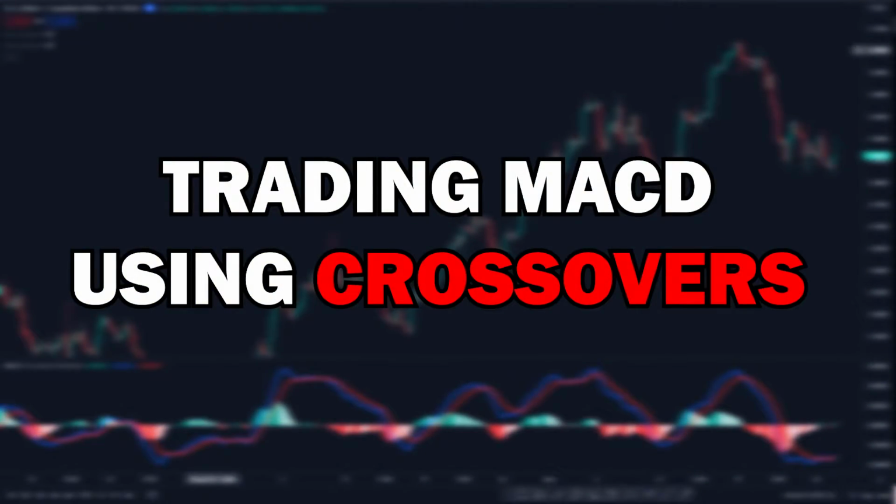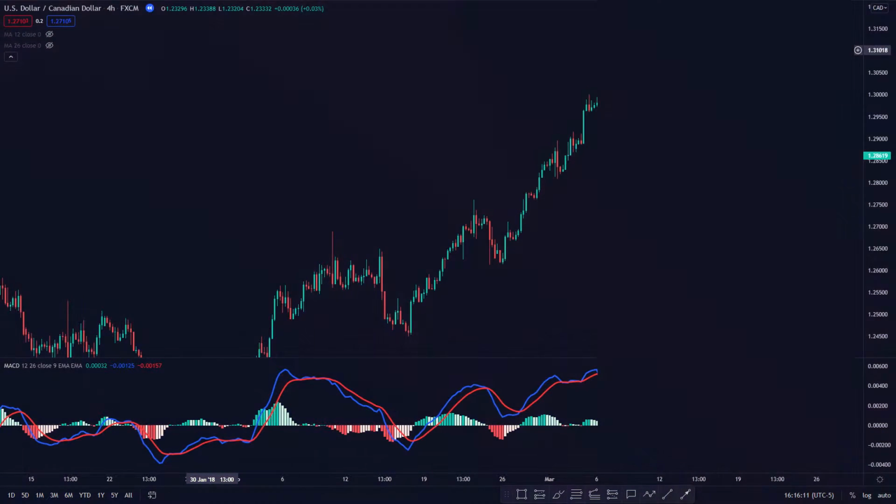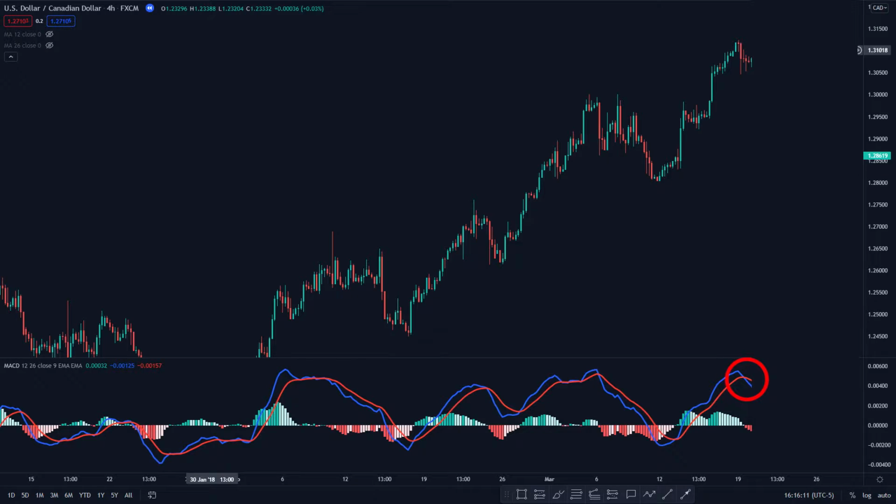Trading the MACD indicator using signal crossovers. The signal crossover is the simplest technique to trade using the MACD indicator. When the fast MACD line crosses above the signal line, it indicates that the market has started to show bullishness, and we can look for buying opportunities. When the MACD line crosses below the signal line, it signals the market is showing bearishness, so we could look for selling opportunities.